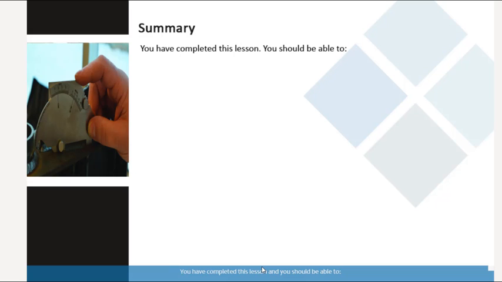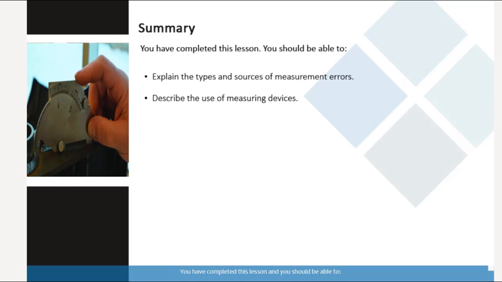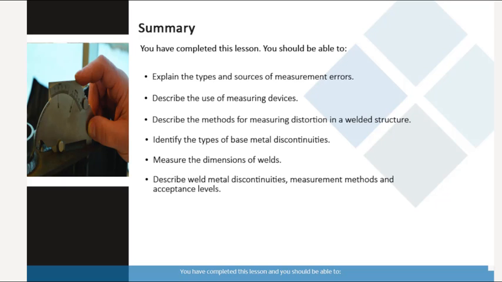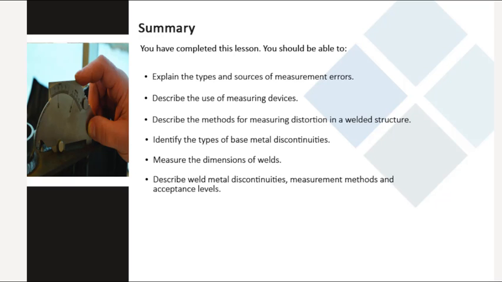You have completed this lesson and you should be able to explain the types and sources of measurement errors, describe the use of measuring devices, describe the methods for measuring distortion in a welded structure, identify the types of base metal discontinuities, measure the dimensions of welds, describe weld metal discontinuities, measurement methods and acceptance levels.